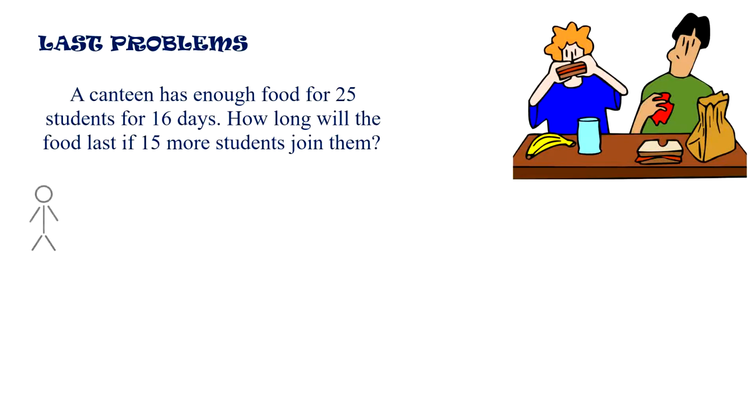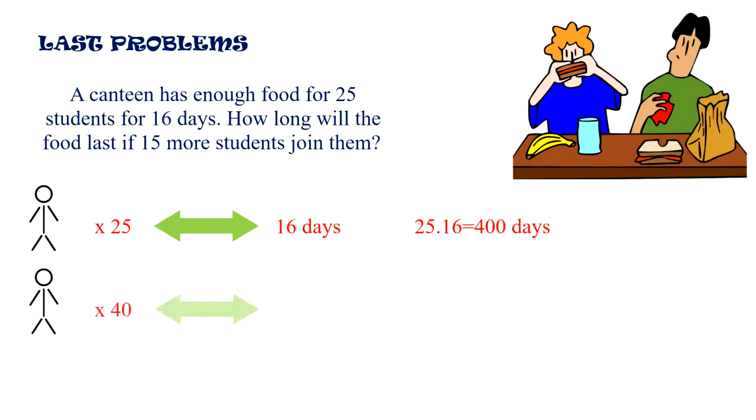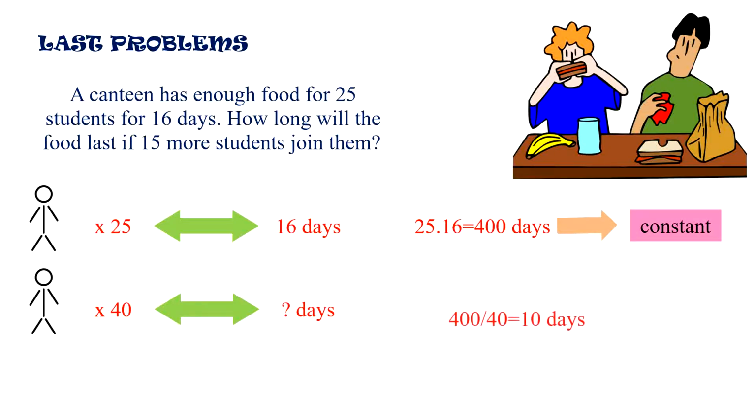If the food is enough for 25 students for 16 days, we can find the number of days that food lasts for one student by multiplying 25 and 16. The food lasts 400 days for one student. We should add 15 to 25 to find the new number of students, which is 40. Since we have food which lasts 400 days, which is our constant for this problem, if we want to find the number of days that food lasts for 40 students, we should divide 400 by 40. Finally, we find that the food will last for 10 days for 40 students.